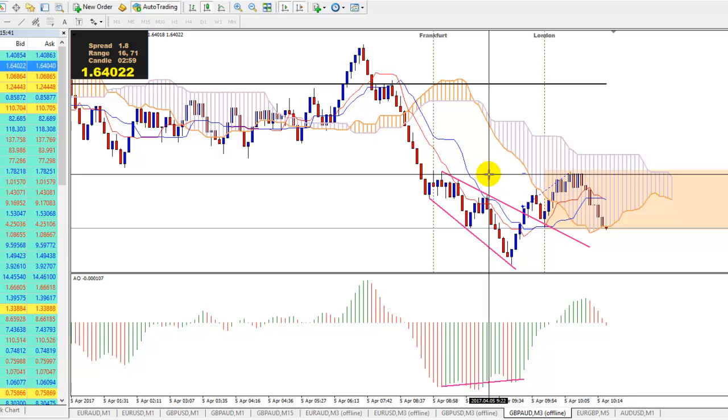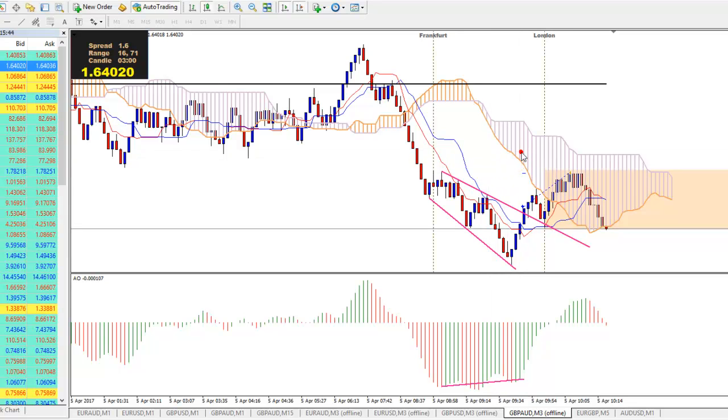And you can see price now, it's already dropped down to 164.02. So price is coming back down. We've got news in just over an hour, and we'll see how we go.